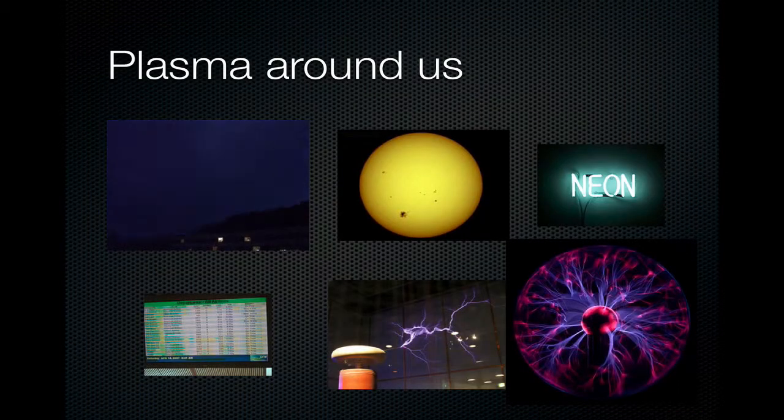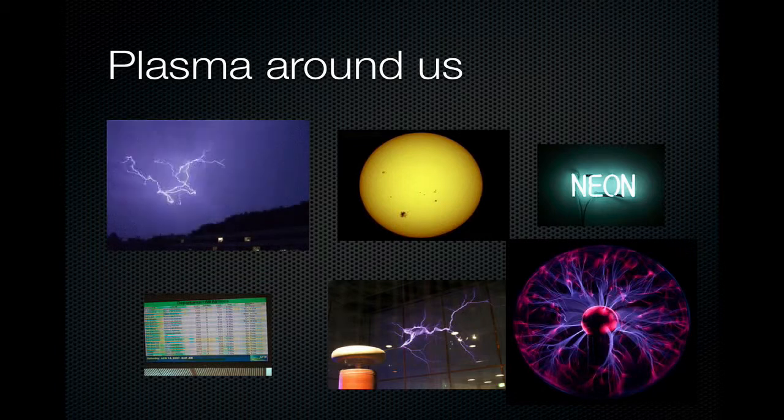So this is plasma right here. Here's another view of plasma. So here's plasma around us. What you see here is lightning. It's a picture of the sun. The sun is basically plasma, and all the stars are plasma. You also see a neon light. Neon is plasma. In the lower left corner, you see a plasma display that you see like in airports. Big TV screens, those are plasma displays. Tesla coils are plasma. And then we see in the lower right corner a plasma globe or plasma lamp.